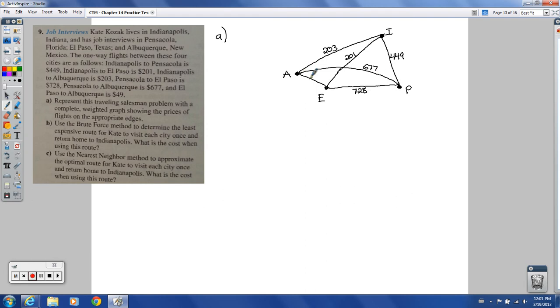And there should be an Albuquerque to El Paso. They're pretty close to each other. $49. That's it. It's a cheap flight right there. Okay, and that's part A. All good? Yep, all good.